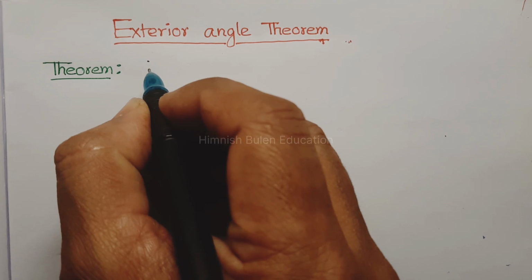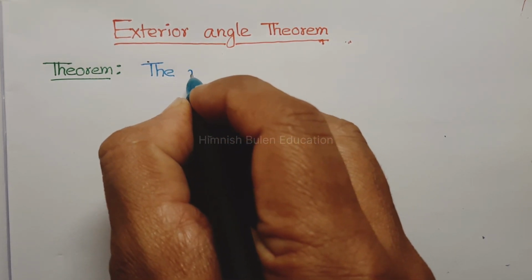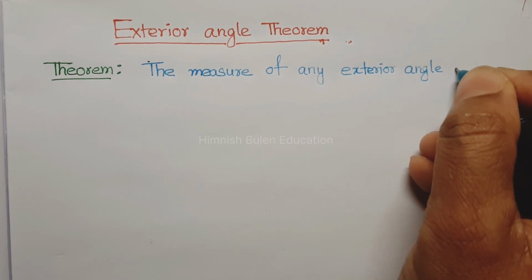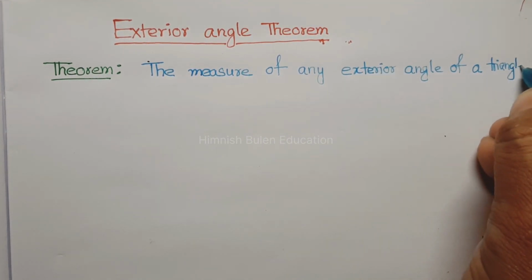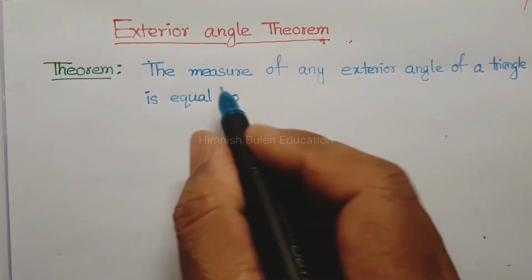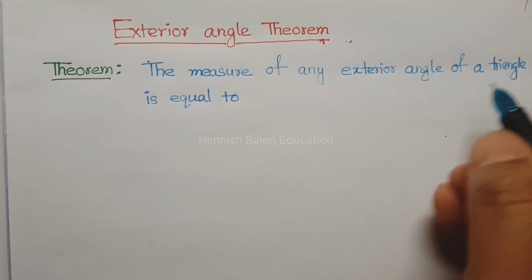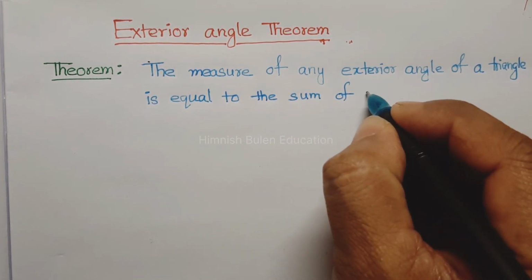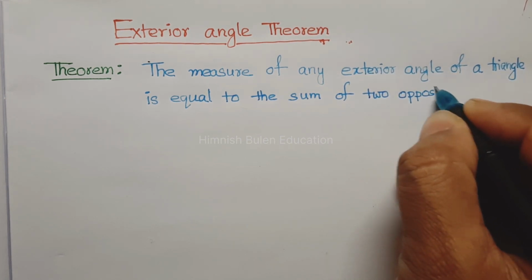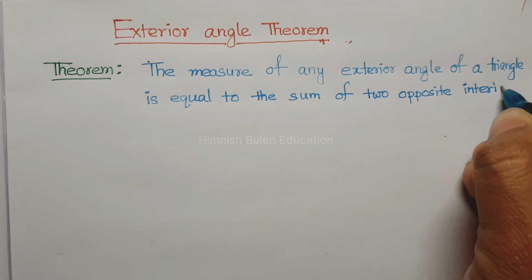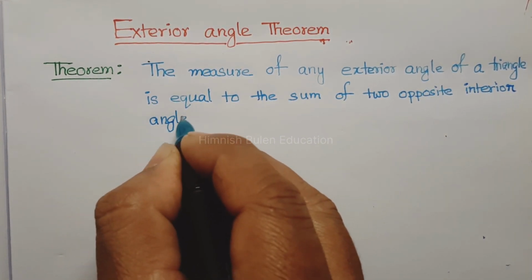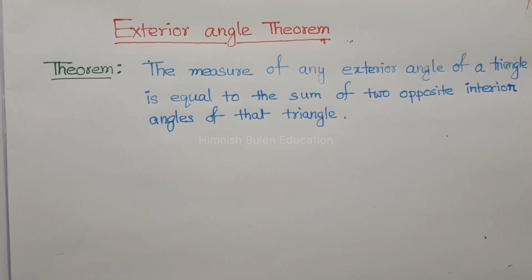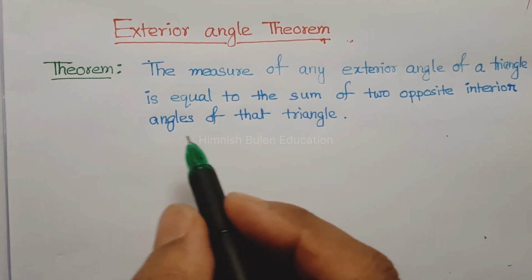The theorem states that the measure of any exterior angle of a triangle is equal to the sum of two opposite interior angles of that triangle. So let us prove this theorem.